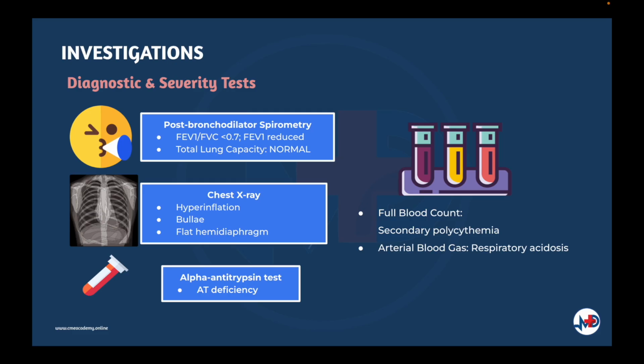Alpha-1 antitrypsin tests can diagnose COPD secondary to alpha-1 antitrypsin deficiency. A full blood count and arterial blood gas can be done to look for secondary polycythemia and respiratory acidosis among COPD patients respectively.